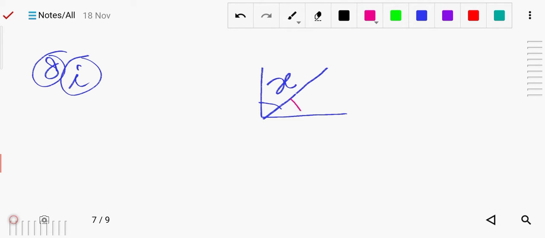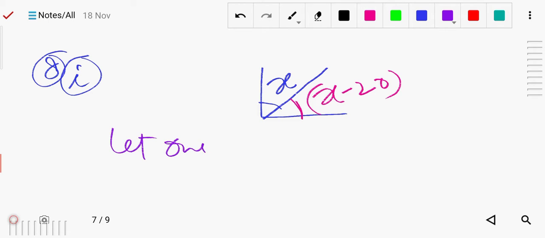So it means the second angle will be less than the first angle by how much? 20. So the second angle will be x minus 20. So this is the concept, and we will add these two and it will be equal to 90. Whenever you add x plus x minus 20, it will be 90. Okay, so this is the question and we have to solve. So first of all, you can write like this: let one angle be x.